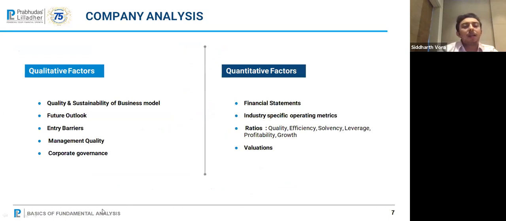So in company analysis, as I've told you all, we have qualitative factors and quantitative factors. I've given you all a brief on qualitative, and I'm going to also take you all in detail through the quantitative factors. So let's get straight inside.